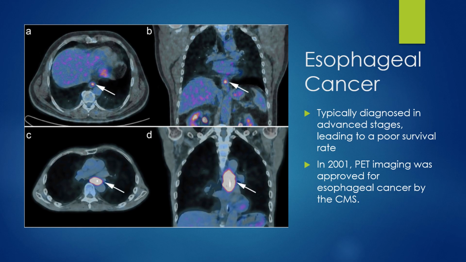This is an example of esophageal cancer. These are all fused images. Typically, we can't diagnose esophageal cancer until it gets to the advanced stages, which leads to a poor survival rate. In 2001, PET imaging was approved for esophageal cancer for CMS. And so even though it's not that common, pretty much everybody with esophageal cancer gets a PET CT study.